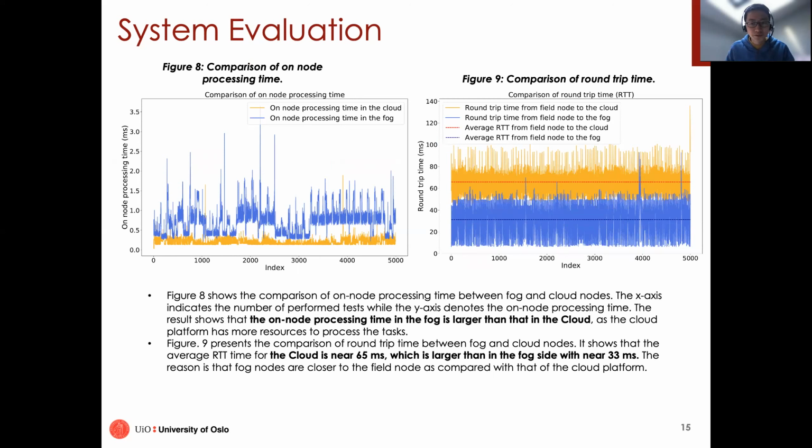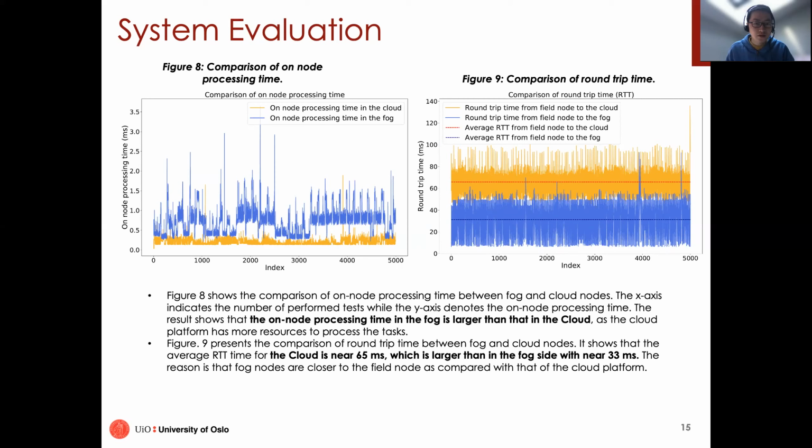This figure shows that using the federated cloud fog platform can efficiently reduce the latency and improve the system performance. Figure 8 shows the comparison of on-node processing time between fog and cloud nodes. The x-axis indicates the number of performance tests, while the y-axis denotes the on-node processing time. The result shows that the on-node processing time in the fog is larger than that in the cloud, as the cloud platform has more resources to process the tasks.